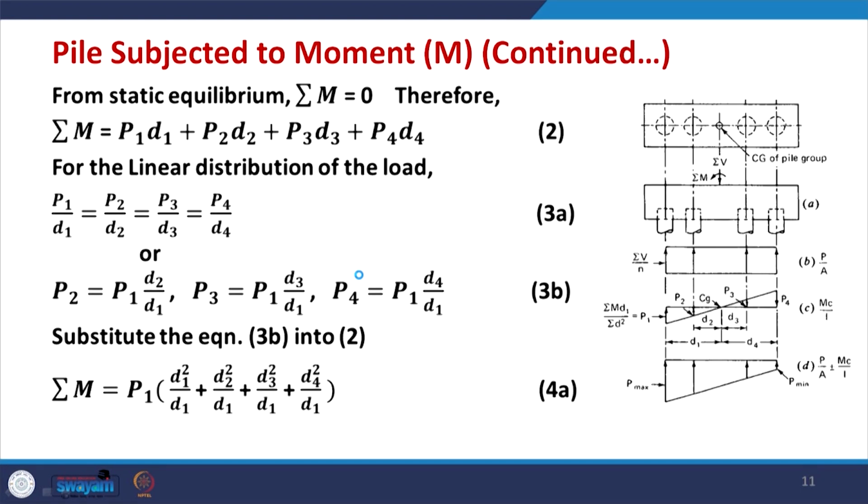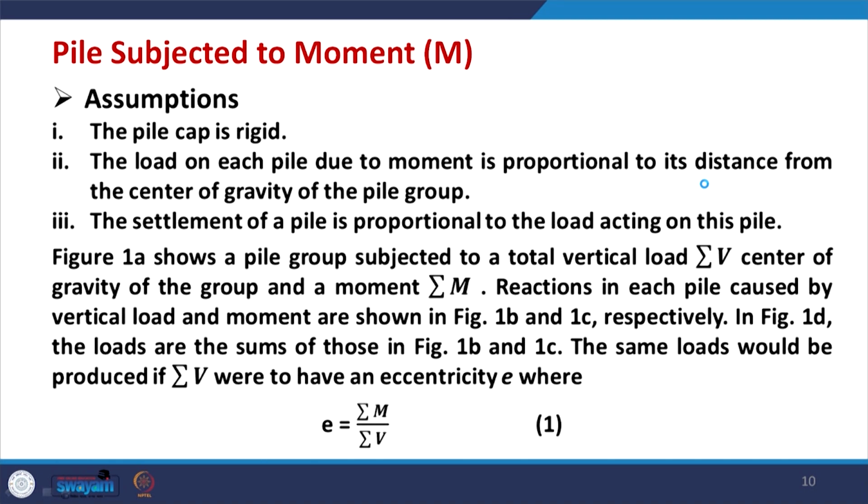So, for example, let us say we have a pile group, 4 piles in a row. This is the center of gravity of the pile group, and the loads are acting here downwards. So, this is subjected to a vertical load as well as moment. Here the figure shows a pile group subjected to vertical load at the center of gravity of the group and a moment. Reaction in each pile is caused by a vertical load as well as moment, as shown in figures 1b and 1c.